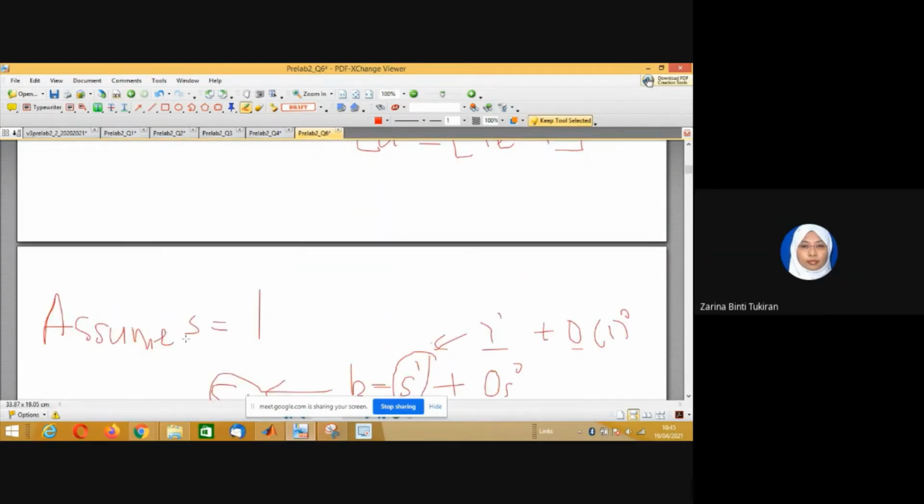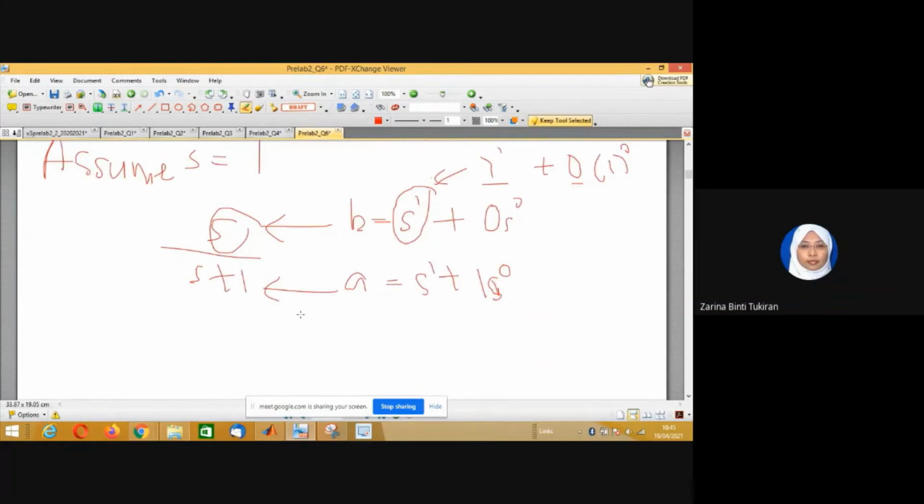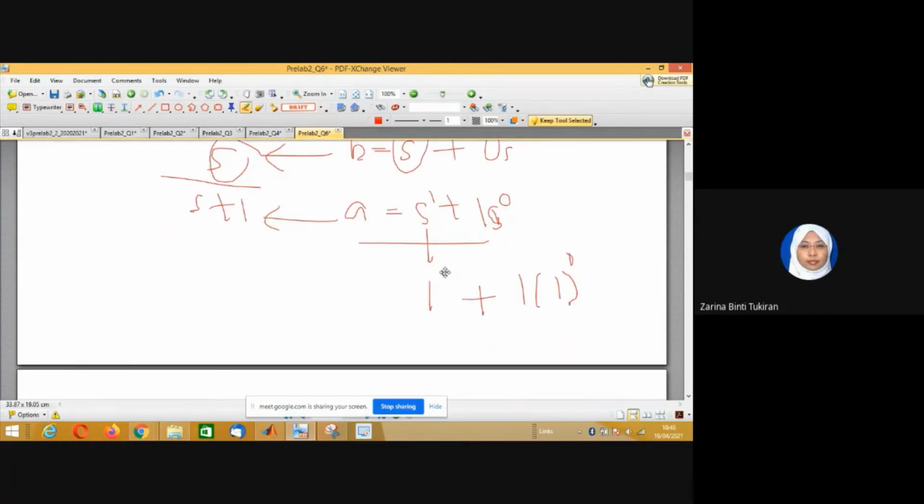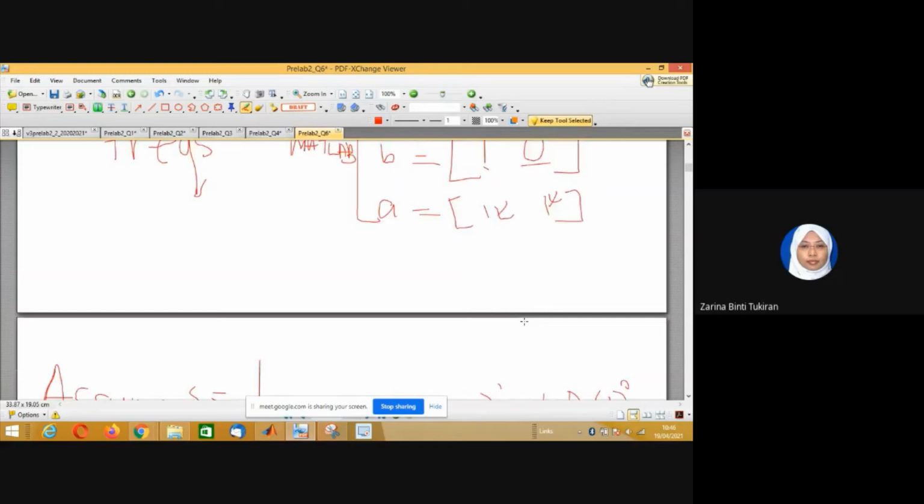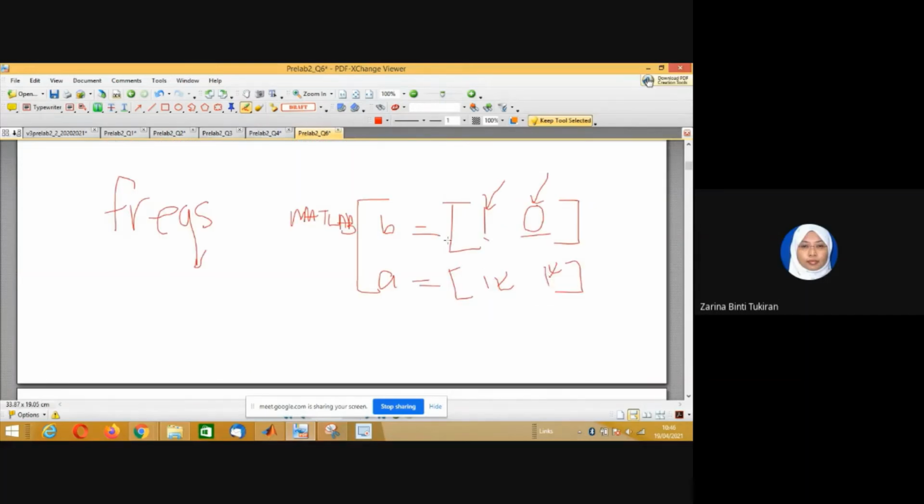This is where I assume S equals to 1. So for the A here, since I assume S is 1, for this part, 1 over 1 plus 1 times 1 power of 0. 1 power of 1 is 1, 1 power of 0 is 1, times 1 is 1. So that's why 1 and 1. So I got it here, 1 and 1. So I initialize B with 1 and 0, A with 1 and 1.